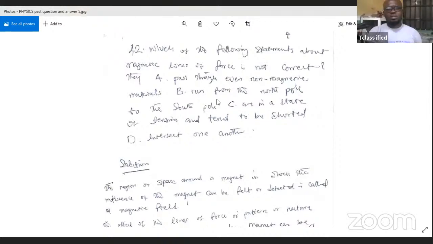Okay, I'll check it. Which of the following statements about magnetic lines of force is not correct? A, pass through even non-magnetic metals. B, run from the North Pole to the South Pole. C, are in a state of tension and tend to be shortened. D, intersect one another.